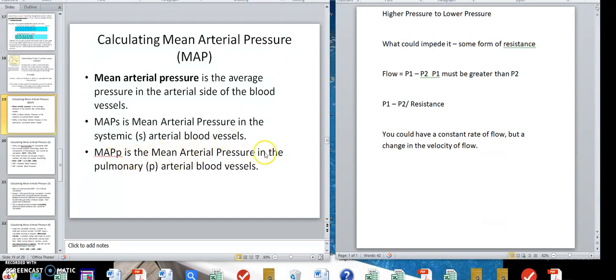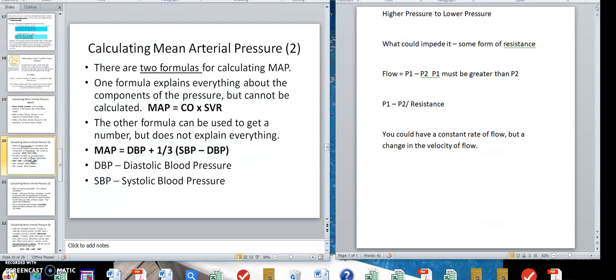MAP P is the mean arterial pressure in the pulmonary arterial circulation. We're interested really in the systemic in here. Okay. Calculate mean arterial pressure. There are two formulas for calculating mean arterial pressure. One formula explains everything about the components of the pressure. That formula is MAP equals cardiac output, which I talked about in the heart section, times systemic vascular resistance, which we just talked about a moment ago.